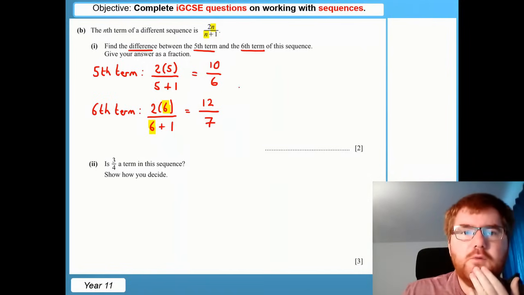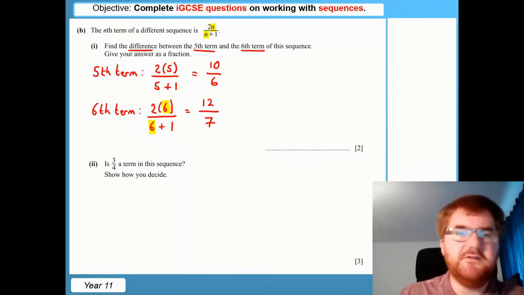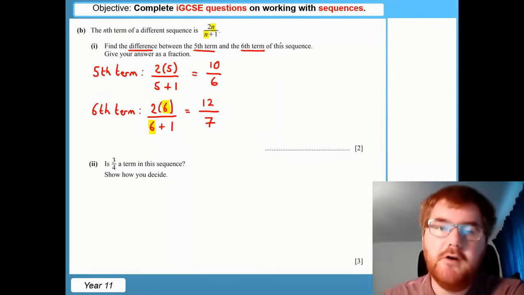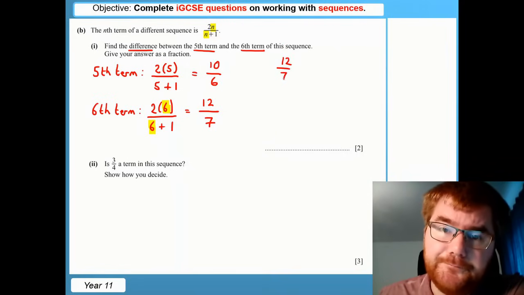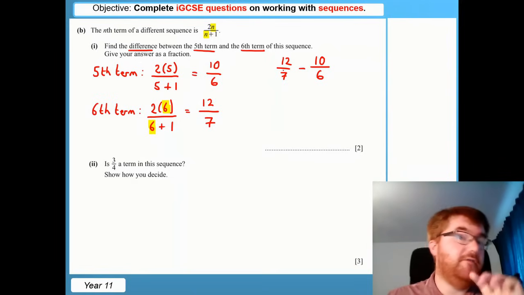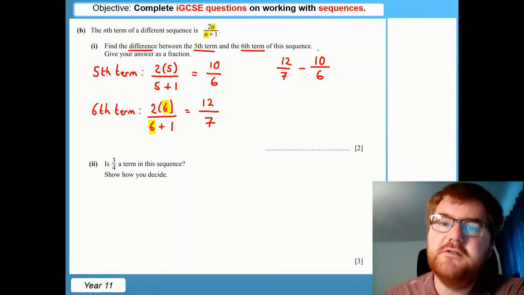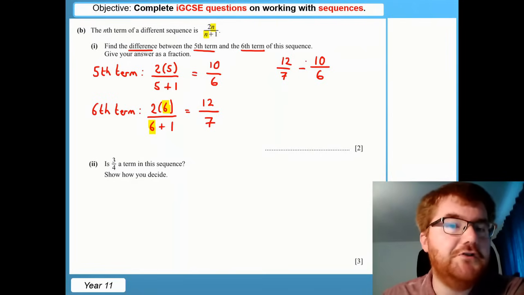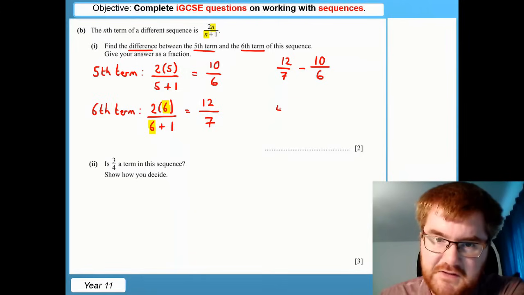Now at this point, it wants us to work out the difference between them, so the difference between the 5th term and the 6th term, and we want to give the answer as a fraction. So what it's asking for, and you can do this either way round, we've got 12 over 7, and we want to find the difference between that and 10 over 6. So you can write it both ways round, 12 over 7 minus 10 over 6, or the other way round. Now the reason we're going to do this is now we're going to find a common denominator. The easiest way to do this is do 7 times 6, which is 42.